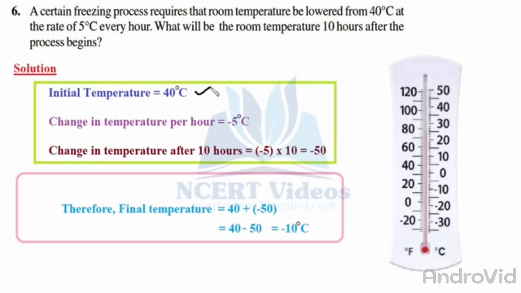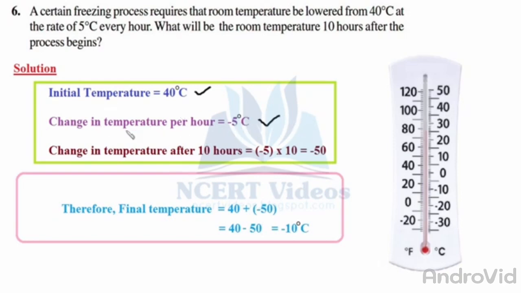And then what we have, change in temperature per hour. Why have we taken minus 5 degrees Celsius? Because it has said that the temperature is getting lower, that is, it is decreasing. Therefore, we take 5 degrees as negative. It is freezing at the rate of 5 degrees per hour. So if it was 40, for the next hour it will be 35. That is the meaning of this.